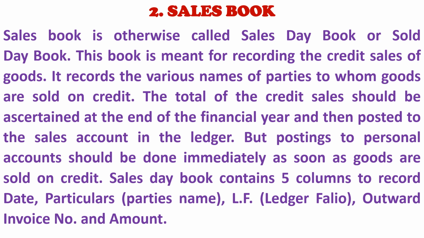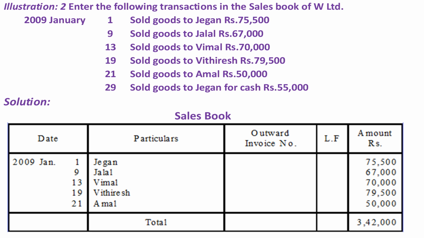Sales day book contains 5 columns to record date, particulars, party's name, LF (ledger folio), outward invoice number and amount. Illustration 2. Enter the following transactions in the sales book of W Limited. Sales book is presented here.